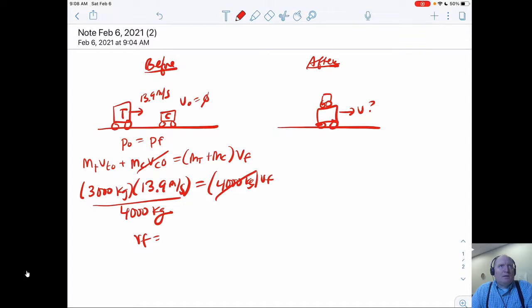I don't know why I just didn't put 0.75, 13.9... 10.4.